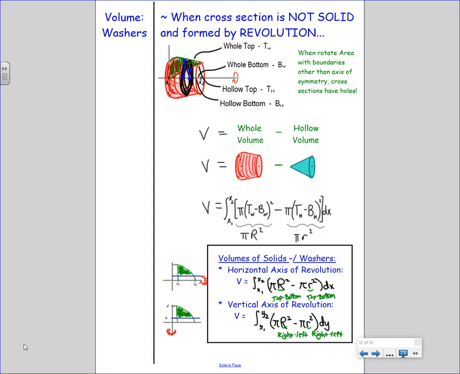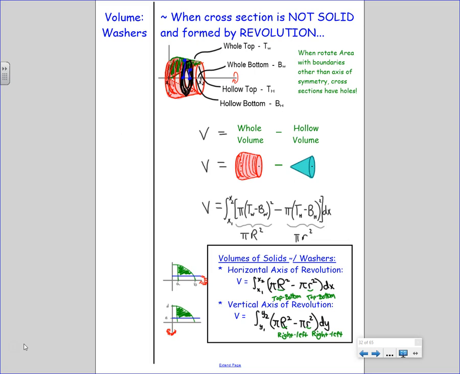So instead of thinking of the outer, because sometimes the outer, to be honest, might be below. Be careful. Always think the axis to the outer. That's going to be the whole radius. Then think the axis to the edge of the hollow. The axis to the outer shell and the axis to the hollow, right?